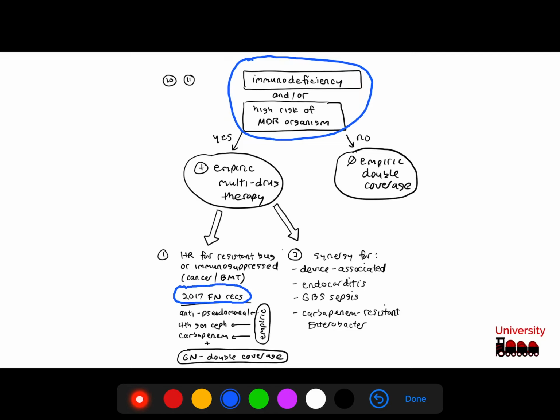And so the recommendation there is that these patients should receive anti-pseudomonal coverage. They should receive a fourth generation cephalosporin or a carbapenem in addition to gram-negative double coverage. And they found that this has a significant effect upon the mortality of their patient population. Additionally, empiric multidrug therapy should be used for the effects of synergy for more virulent and tenacious infections, such as those that are associated with indwelling medical devices, such as central venous catheters, those patients presenting with endocarditis, those with group B strep sepsis, and those with risk of carbapenem-resistant Enterobacter infections.